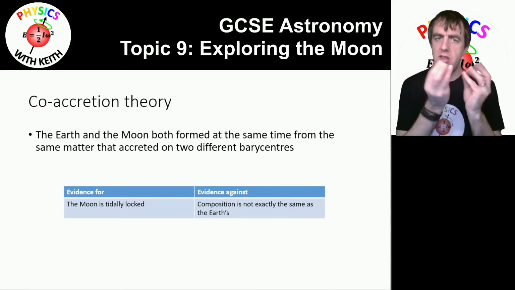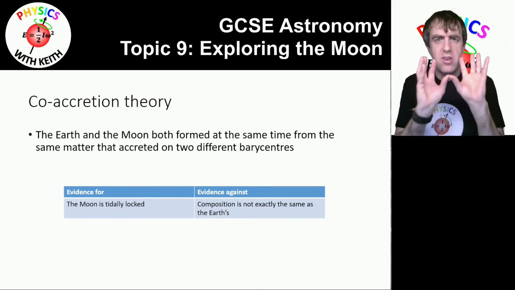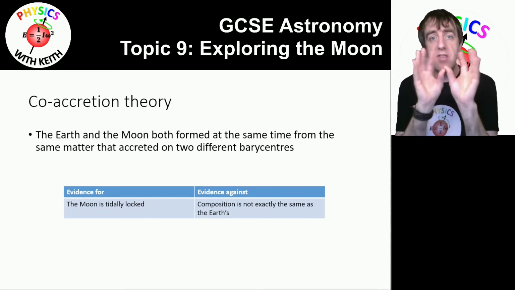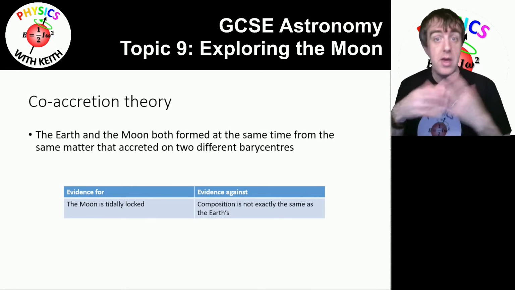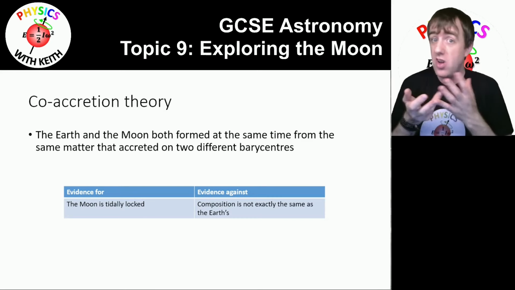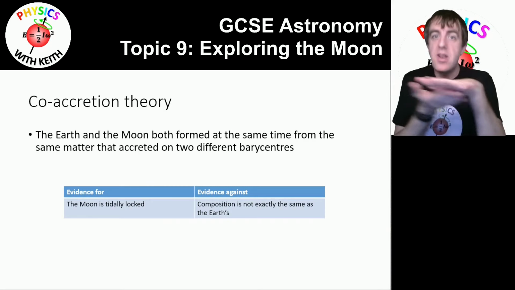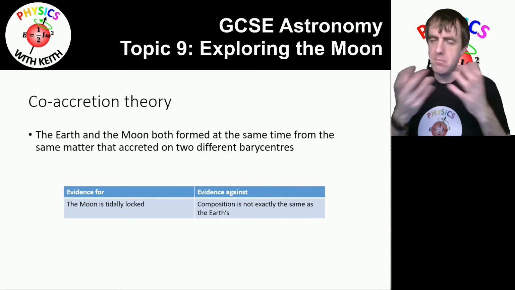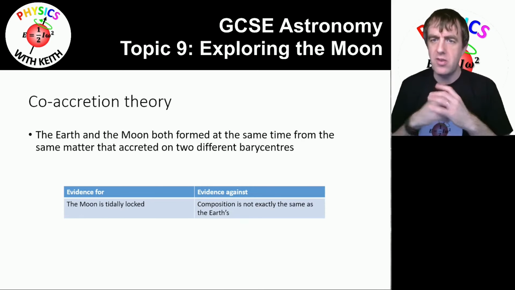And so the idea is that the Earth and the Moon formed in the same region of this accretion disk, therefore they're made out of the same stuff, but just happen to form on two different barycenters, and that's why you've got the Moon and the Earth. And the Moon's tidally locked, so that's a good idea that maybe that's what happened. This little swirling patch of dust and gas that formed the Earth and the Moon. Well, perhaps actually that's why they're tidally locked, and perhaps that's why they're so similar in composition.